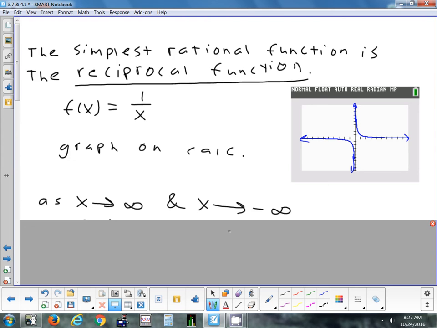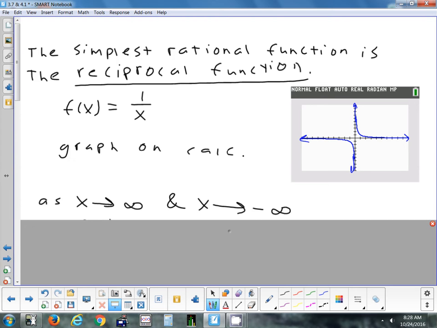And let's look at what happens as x approaches infinity or negative infinity. What is f of x getting closer to? As x approaches infinity, what does f of x approach?